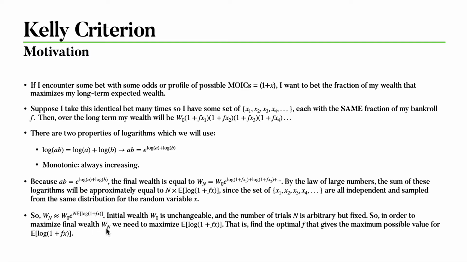So it'll be our initial wealth times the exponential of the expected value of the result of the game. So this is the thing we want to maximize, right? This is the thing we want to optimize. Now let's look at the parameters, right? We have W naught. But W naught is unchangeable, right? We're already at the casino. We're already at the table.